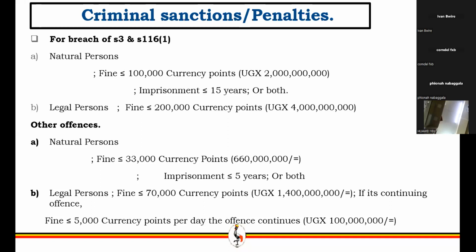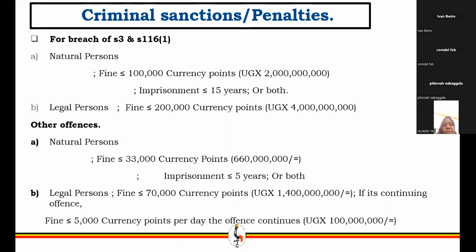So it attracts the penalty of 2 billion for an individual person and 4 billion for an entity, depending on what capacity you are convicted in. If you are convicted in an individual capacity, it attracts those penalties. If a company is the one convicted as a company, then it attracts the 4 billion.